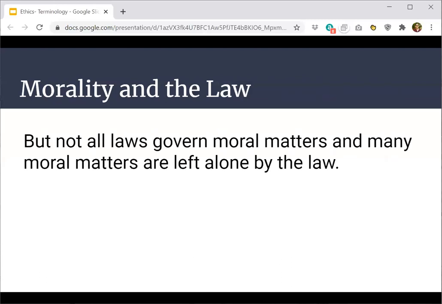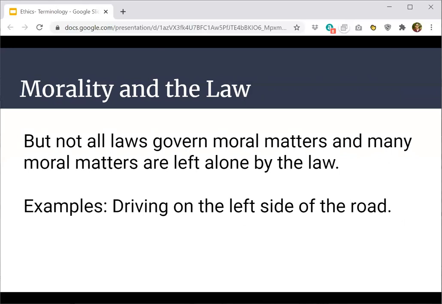But not all laws govern moral matters, and many moral matters are left alone by the law. For example, driving on the left-hand side of the road. Is it illegal? Yeah. Is it immoral? Very unlikely. There's nothing wrong with driving on the left-hand side of the road, except that maybe you cause accidents and things. But if you were on an empty street and you drove on the left-hand side of the road, you wouldn't be doing anything morally wrong.